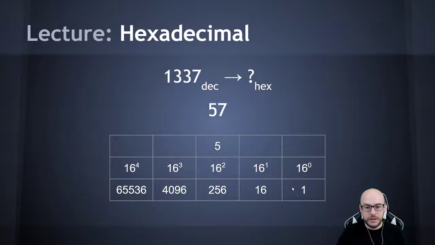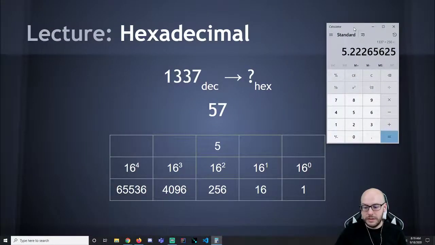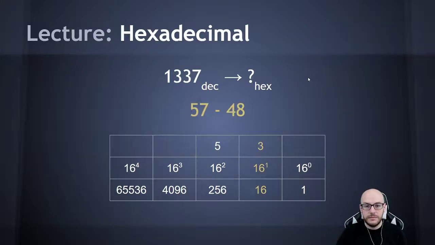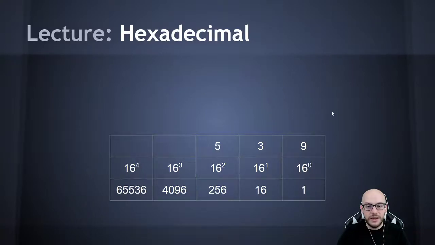I'm going to look across, find the largest number that will go into 57. It is 16. How many times? 57 divided by 16, we got 3 times. So I'm going to put a 3 here. And the question is going to be, what is 3 times 16? That's what we're going to ultimately subtract out. I'm left with 9. Largest number that will go into 9 is 1. It'll go in 9 times. I have no letters involved here in this particular conversion. Okay, so 1,337 in decimal is going to be 539 in hex.